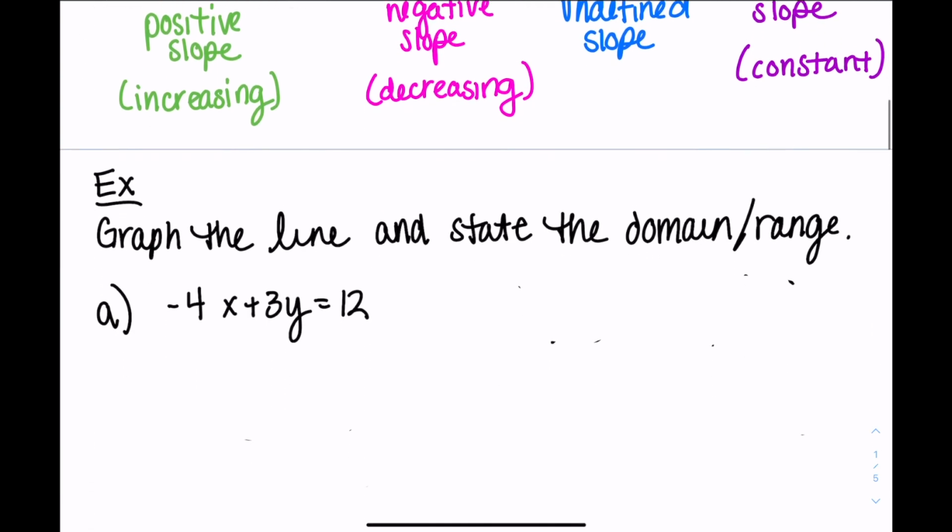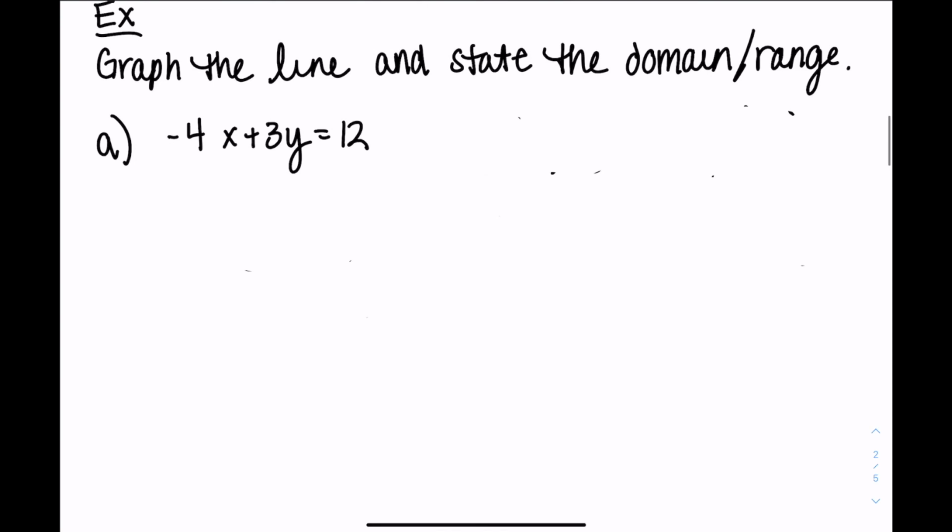Okay? So let's go ahead and graph the line, and then we'll state the domain and range at the end. So I'm giving you this form right now, negative 4x plus 3y equals 12. That is not in the appropriate form that I can tell what the line is. I don't know the slope. I don't know the y-intercept.